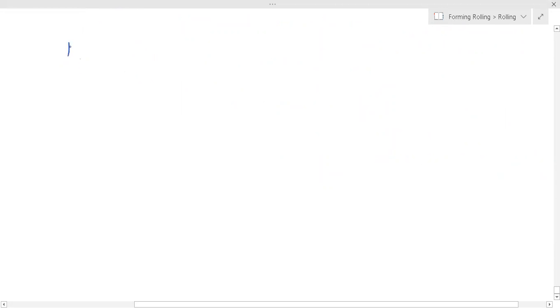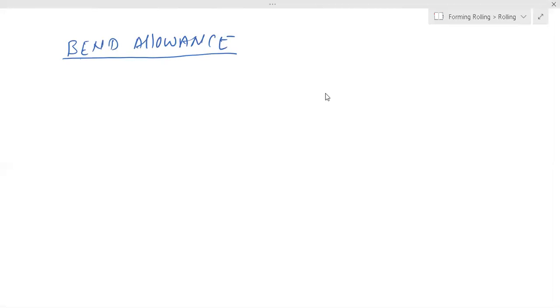One term is called bend allowance. Try to understand bend allowance. What is the question somebody asked? Sir, R by T will have a higher limit also. Okay, understood. We are interested in minimum. Bend allowance. What is bend allowance?